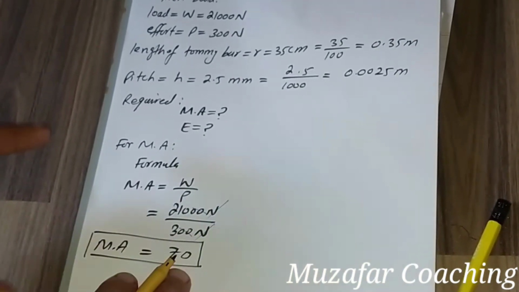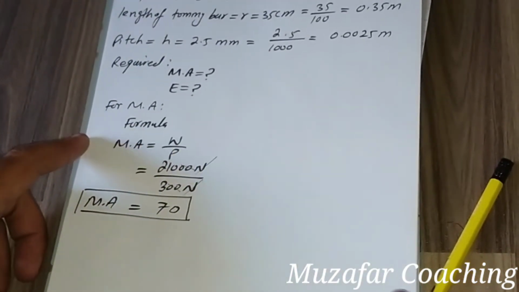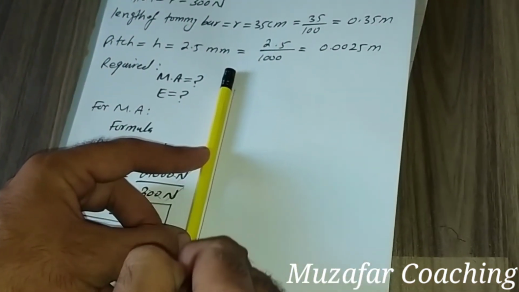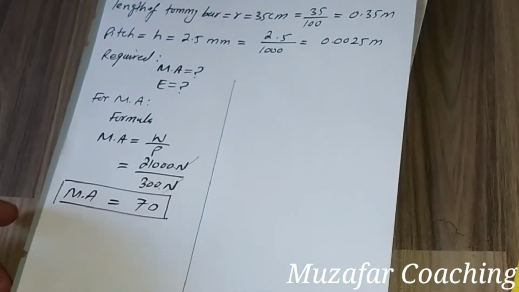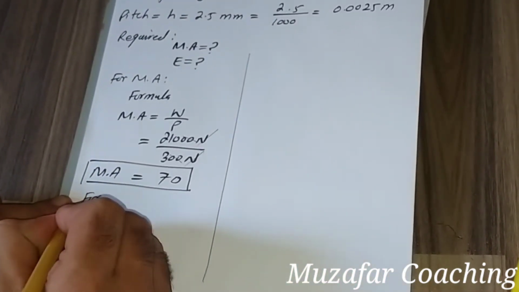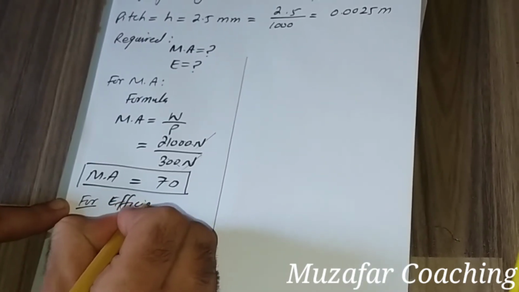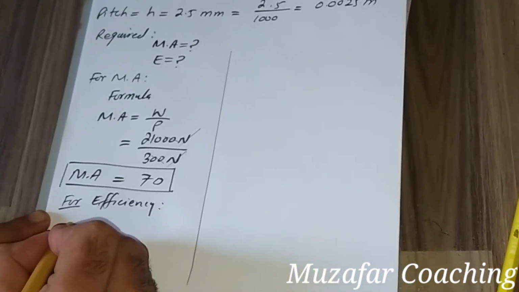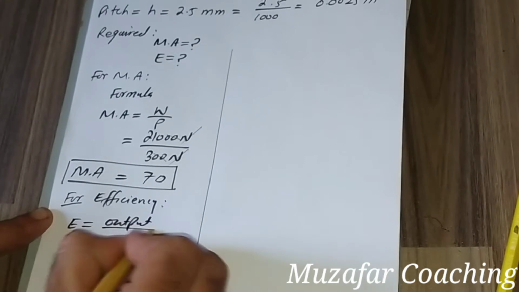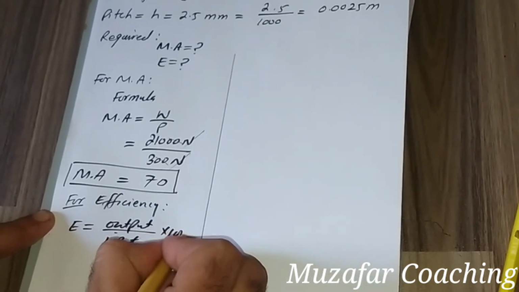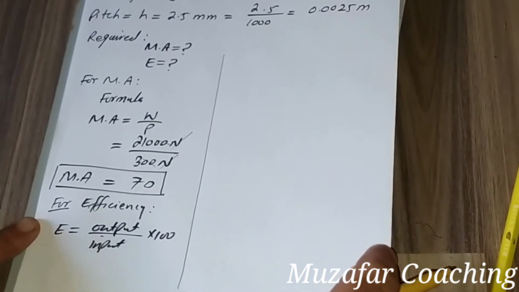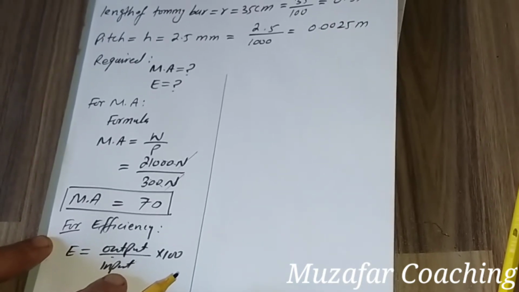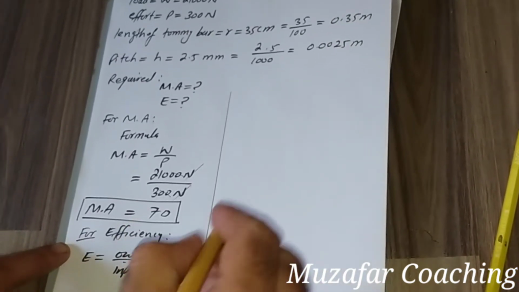Now we have to find the efficiency, and again I am making a partition over here so that we can do the rest of the question in the next slide. For efficiency, the formula is E is equal to output divided by input multiplied by 100. In this question the formula of input changes somehow, so I will make it clear for you.